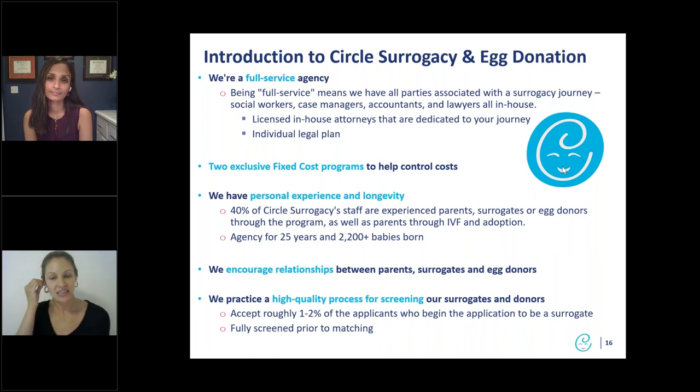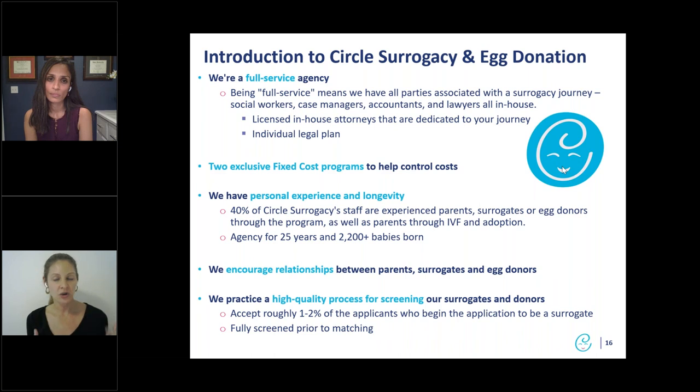The other thing that is unique about Circle is we really encourage a relationship between parents, carriers, and even egg donors. But especially the parents and carriers will get to know each other and be in contact throughout the journey, which leads to really successful outcomes and is something that attracts a lot of carriers to us. So as a result, we're very, very selective amongst the thousands of carrier applicants that come to us each month. We accept only about 1 or 2%.